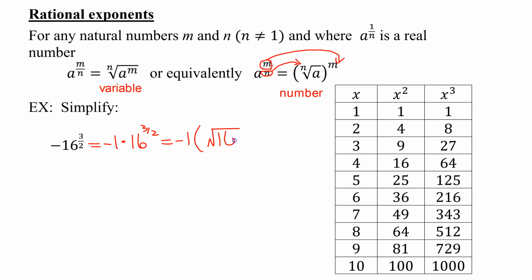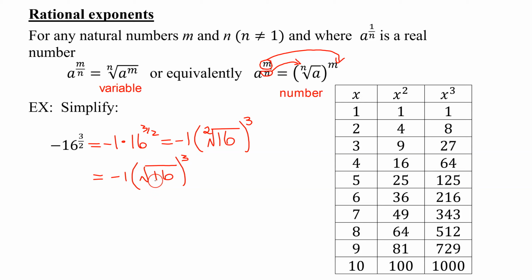I'm going to put 16 under the radical. And what is the index of my radical? It's the denominator of this fraction, so it's a 2. And the numerator, 3, is the power to which I raise that radical. But remember, do we ever write a square root like this? No, so I'm going to have negative 1 times the square root of 16 all cubed, because remember, if there's no index showing, we know it's a 2.